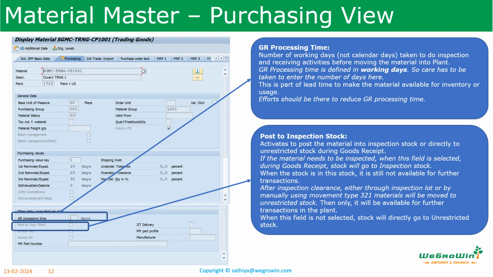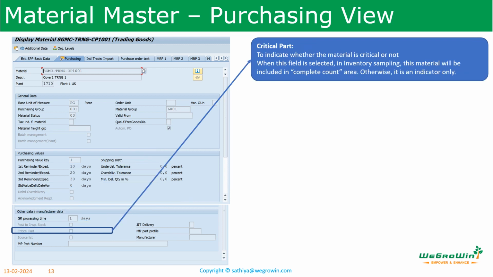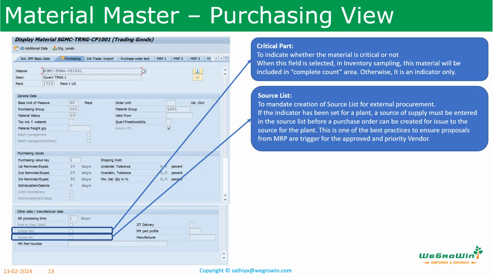And then there is a field called critical part. This is to mark that the material is critical, and this is not activating any function. This is used in inventory counting just as an indicator, not for any other functioning purpose. Source list is to mandate the creation of a source list for external procurement. If this indicator has been set in the plant, the source list must be entered here.